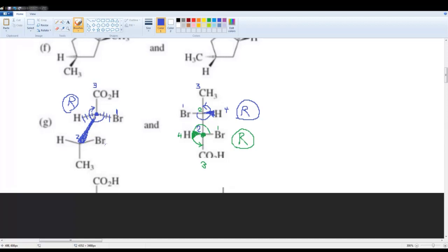And for the bottom one, this bromine is number 1. This is number 2. Oh, actually, I should use a different color. I'm sorry. This bromine's number 1. This up here is going to be number 2 because it's attached to the bromine. And then this is going to be a number 3.